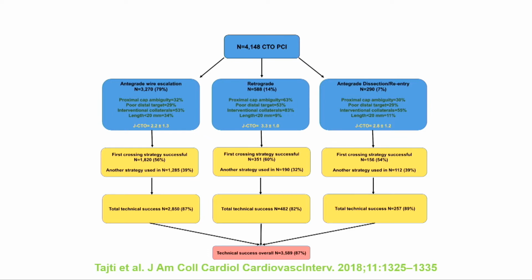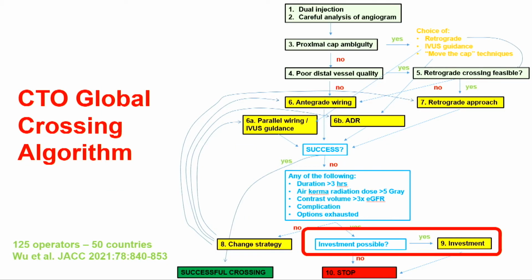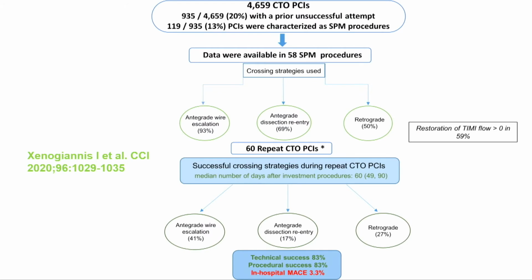The initial approach is hard to see on the slide, but about 50 to 60% is successful. You need the second, third type of crossing attempt to be able to get to the 85, 90% success. Number 9 is an investment. That's an umbrella for different ways to approach a CTO.